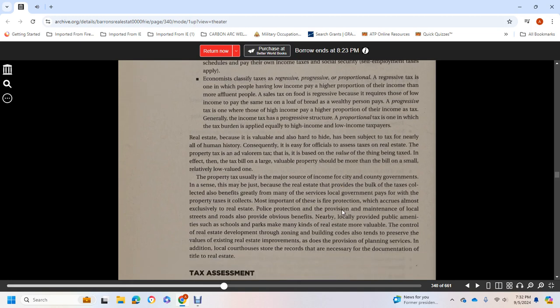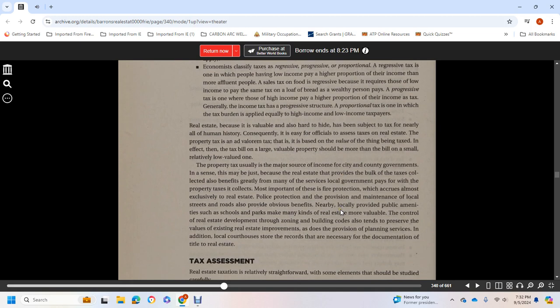Real estate is taxed because the valuable is hard to hide. It has been subject to tax nearly all of human history. Consequently, officials easily assess tax on real estate. The property tax, or ad valorem tax, is based on the value of the property being taxed, and this affects the tax bill. A large valuable property should have a bigger bill than a small, relatively low valued one.